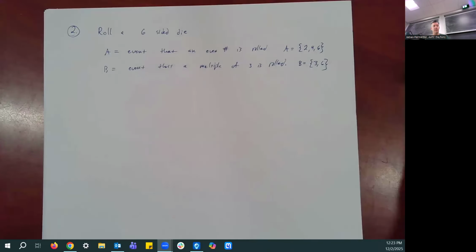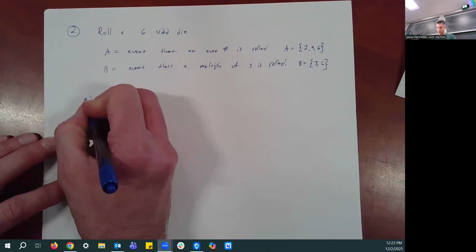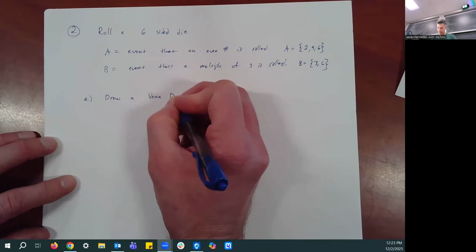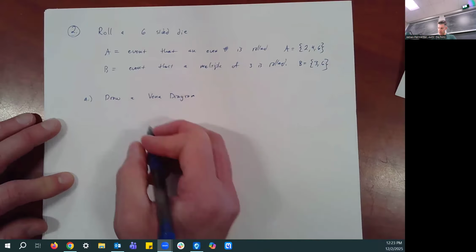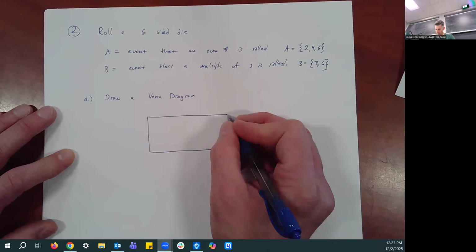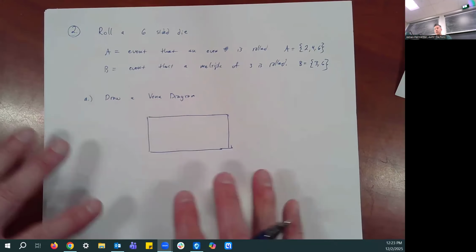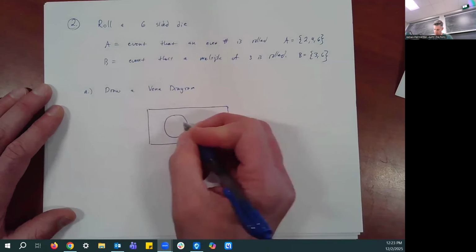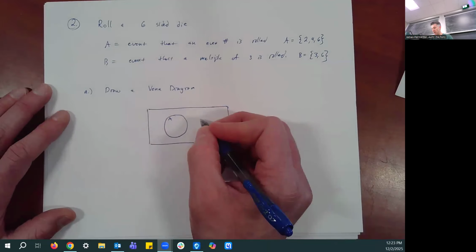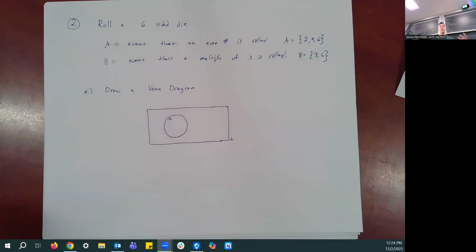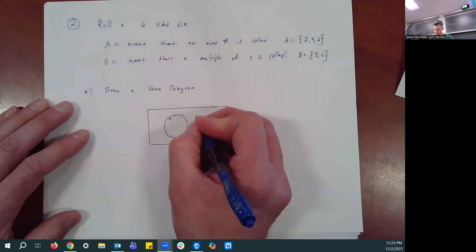Sometimes, not always, it might be convenient to illustrate this with a Venn diagram. So let's draw a Venn diagram illustrating the situation. Typically when we draw a Venn diagram, we draw a big rectangle representing everything that can happen. So anything that can happen should be in this rectangle. And then we draw circles representing the different events. So there's A. And since A and B have something in common, we should draw them with some overlap, right? If they didn't have anything in common, we would draw them so that they didn't overlap. And here's B.